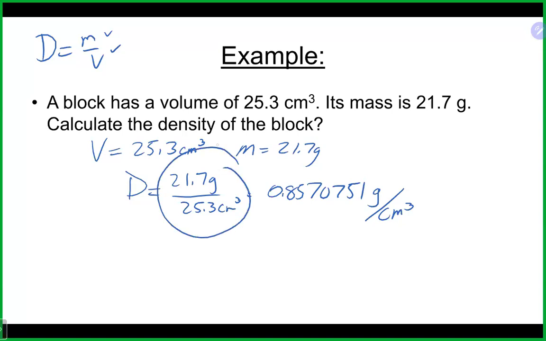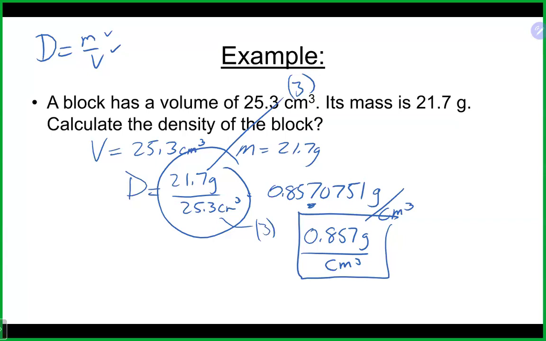We are dividing, which means that is 3 sig figs up on top. That is 3 on the bottom. And we are looking at sig figs when we are dividing or multiplying. So our answer should end up over here at 3 significant figures, 0.857 grams per cubic centimeter. Remember, the number stays with the grams part, and it is 1 cubic centimeter.